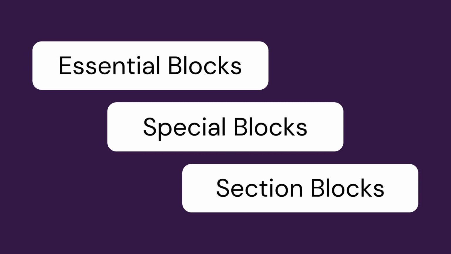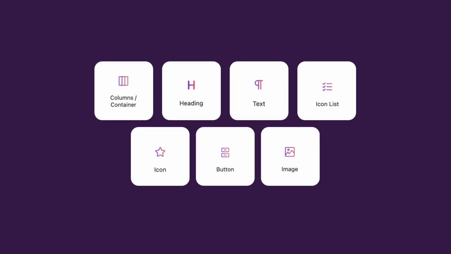V3 block categories. The biggest change would be the fact that version 3 replaces the old version 2 blocks and are now categorized into three types: essential blocks, special blocks, section blocks. The essential blocks are all the basic blocks that you need to build your website. So these would be the columns, heading, text, image, icon list, and icon blocks. You can already create virtually any layout and any design by using only the essential blocks.